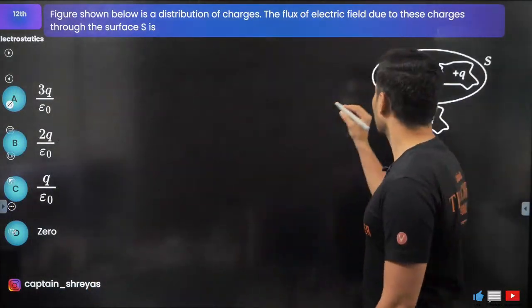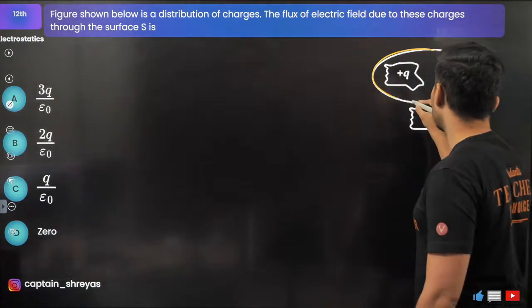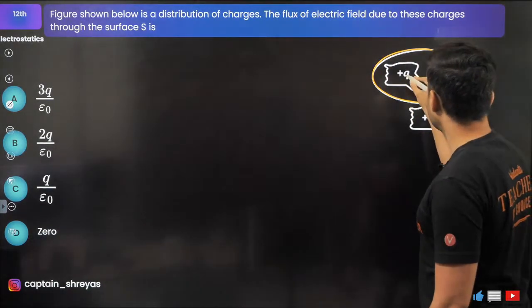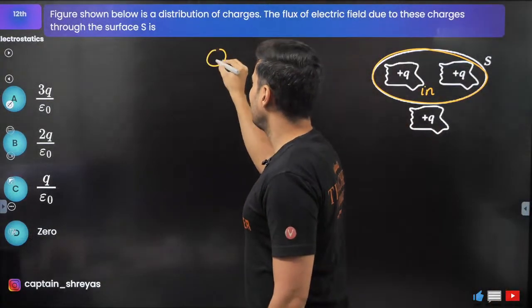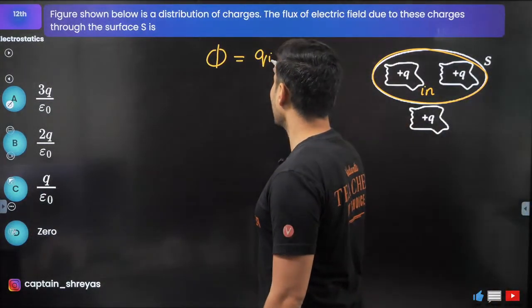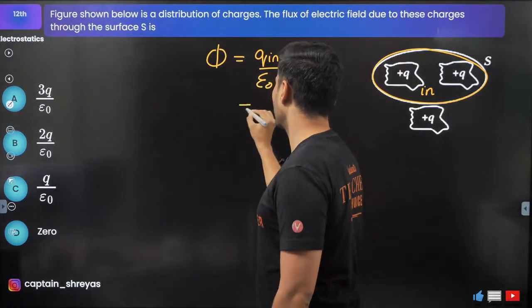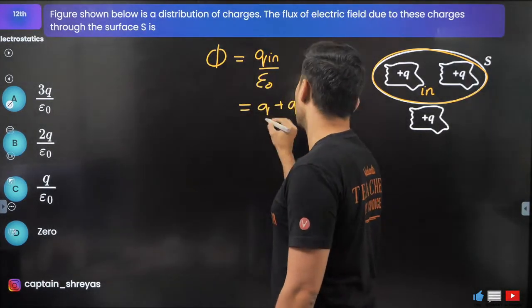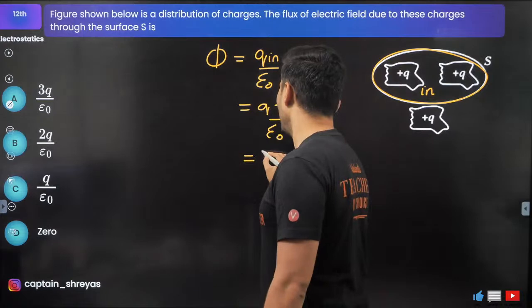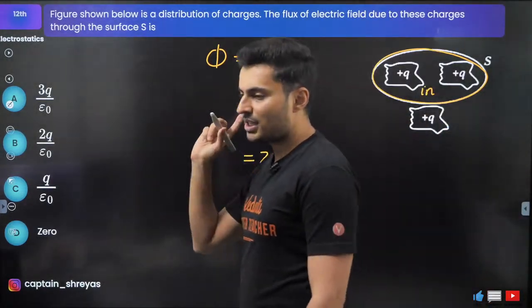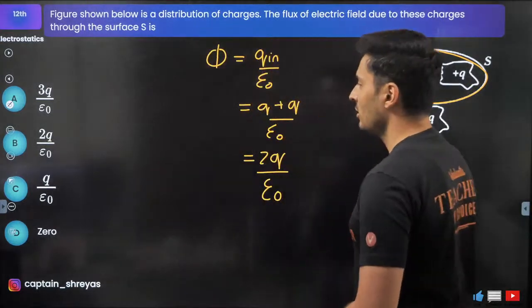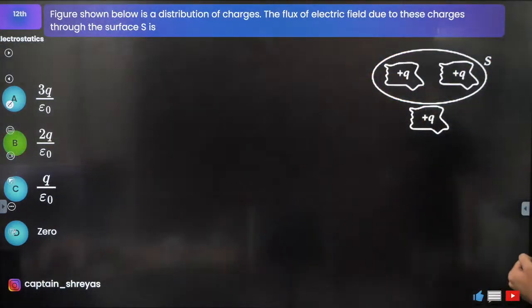Now, if you notice, for this particular surface, this and this both are inside. So the net flux, because it is Q in by epsilon naught, will be Q plus Q by epsilon naught. So it will be 2Q divided by epsilon naught, which is definitely option B. It is 2Q by epsilon naught.